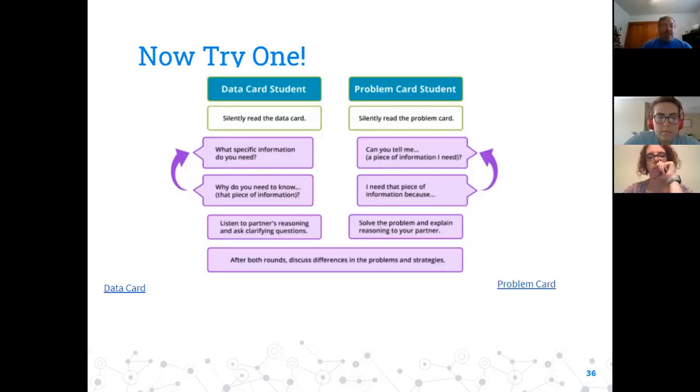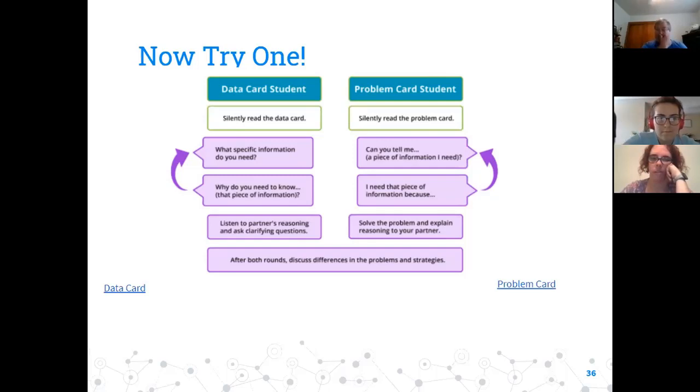Seemed pretty straightforward. This is definitely one that you need to model with your kids, just like we did here, where the teacher is the data card and they're the problem card. It is a routine that you have to practice with them. The questions that they ask are not going to be as straightforward as ours. You'll see that in some of the ones you practice. There's one about a bicycle, so they'll be like, well, what type of bike do you have?